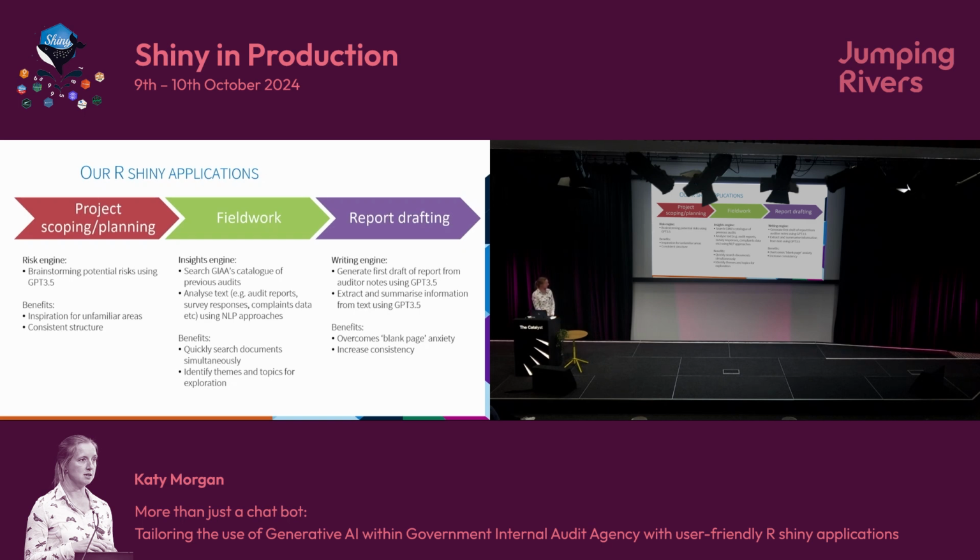The second one is the insights engine, which has various different functionality. One of them is that GIA obviously has a big repository of previous audits, and it's really useful for auditors, if they're performing an audit on, say, workforce planning, to look at what work has been done across the agency on workforce planning previously, and look for examples of best practice, common things that keep coming up, etc. So the Insights engine enables them to search GIA's back catalogue of previous audits using key terms, etc.